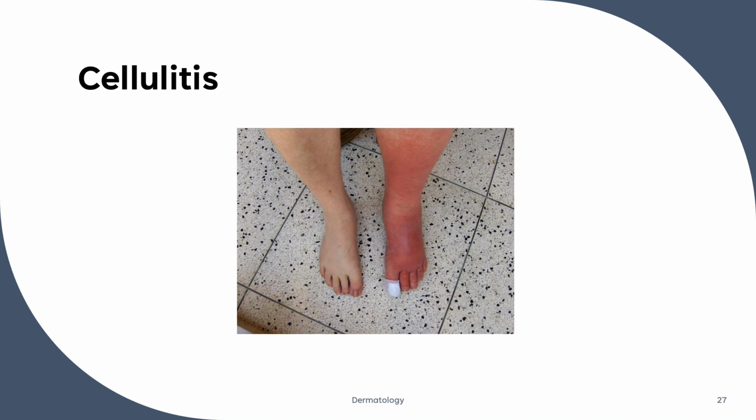Patients may also experience systemic symptoms such as fever, chills, and a general feeling of malaise. Common locations for cellulitis are the legs, arms, and face, although it can occur on any part of the body. Areas with existing skin conditions or injuries are particularly susceptible. Regarding treatment and management, cellulitis requires prompt medical attention to prevent complications. Treatments typically involve antibiotics, and in severe cases, hospitalization may be necessary for intravenous therapy.